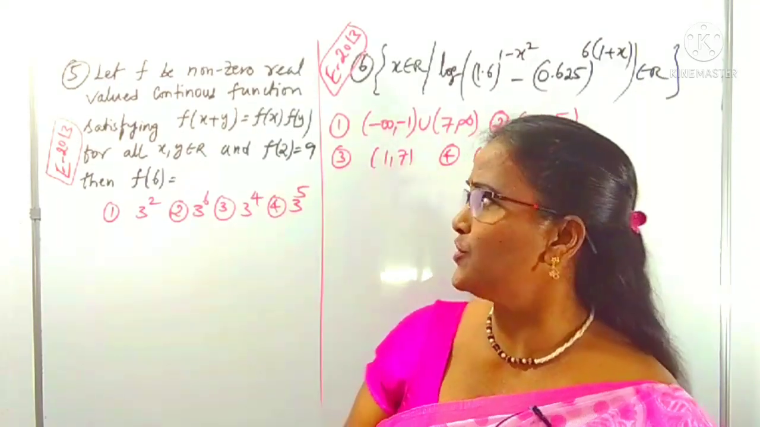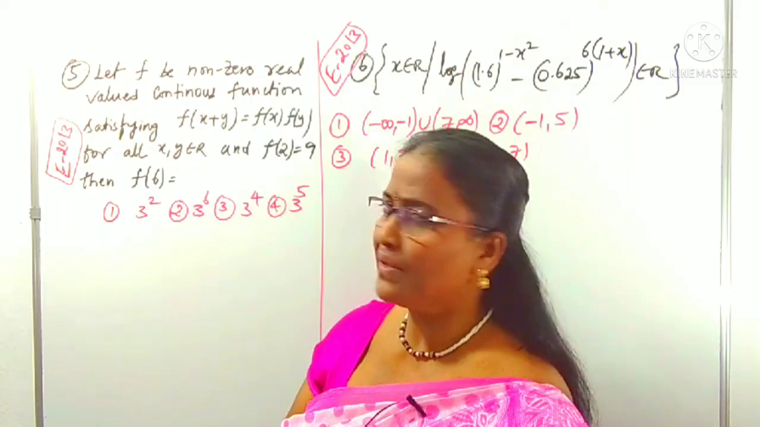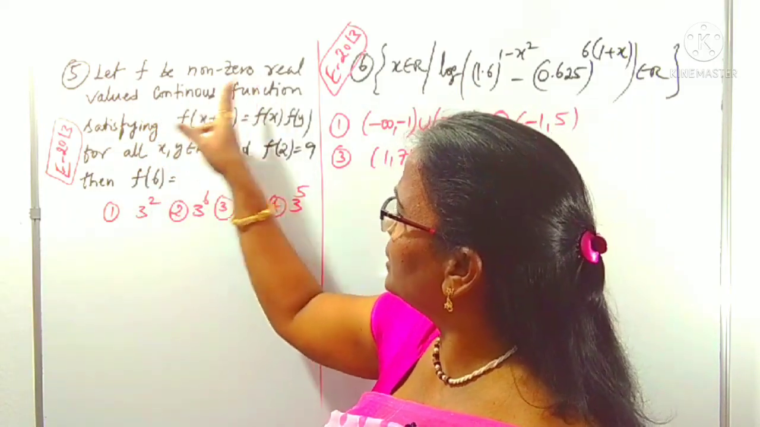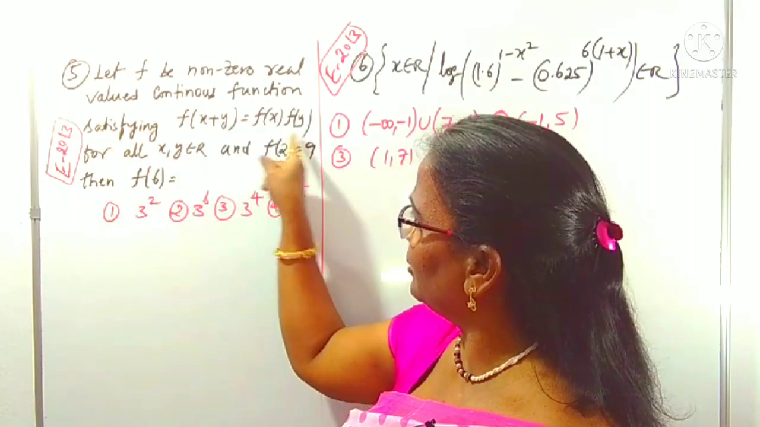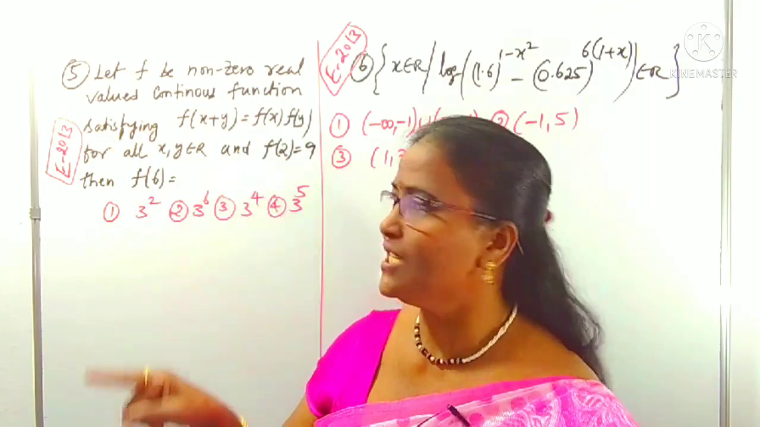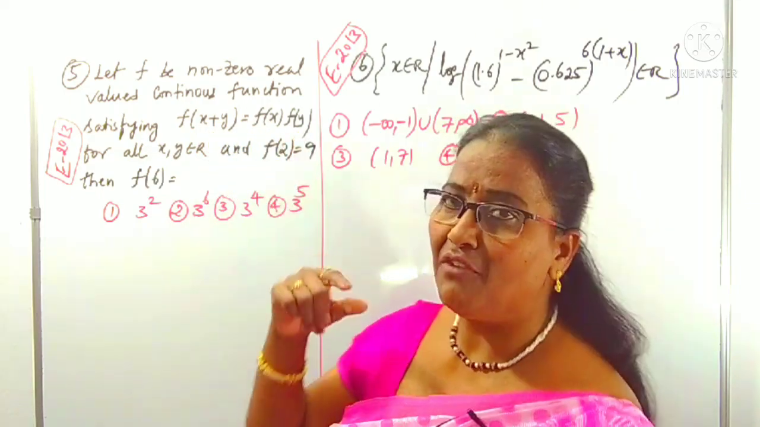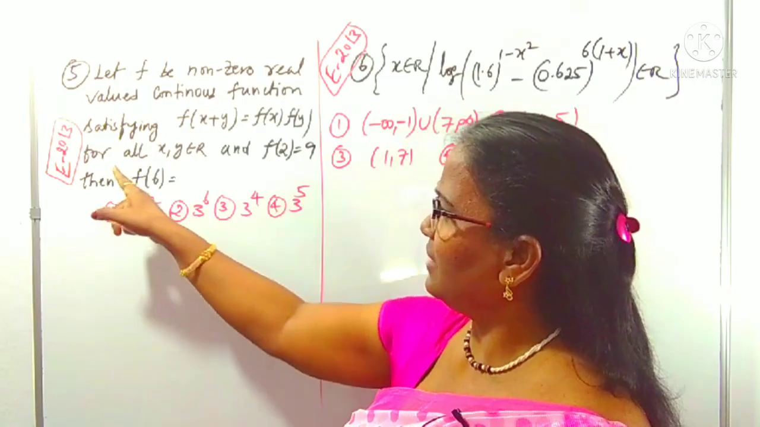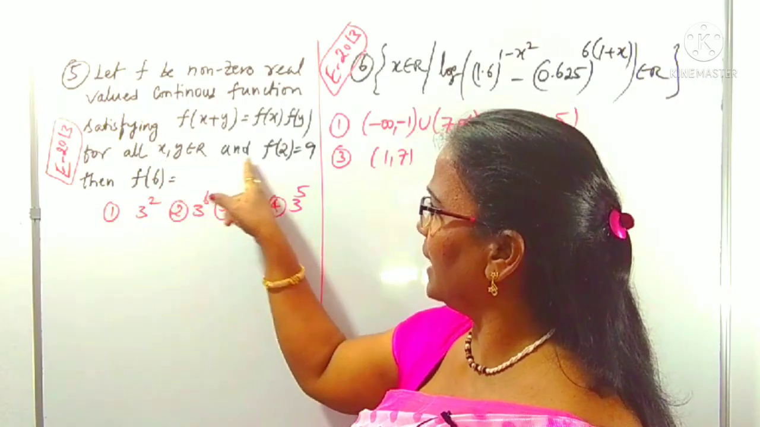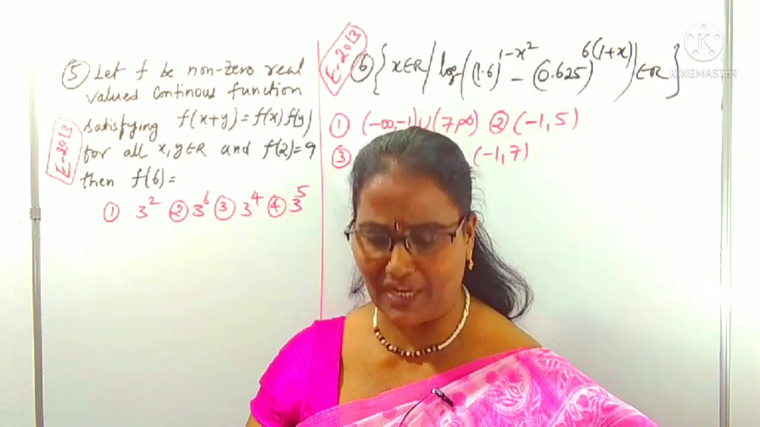Okay, let's look at the next two questions which are given in MCET 2013. Question number 5. What is given here? Let f be a non-zero real valued continuous function satisfying this important equation: f of x plus y is defined as f of x into f of y, for every x, y belongs to R, and also f of 2 value is given as 9. Then we can find out f of 6 value.